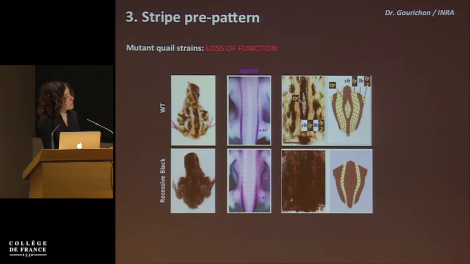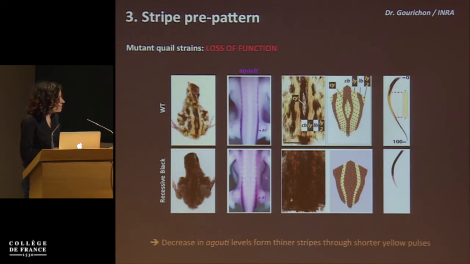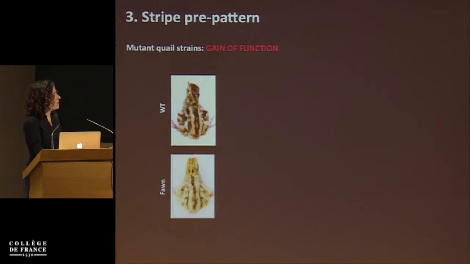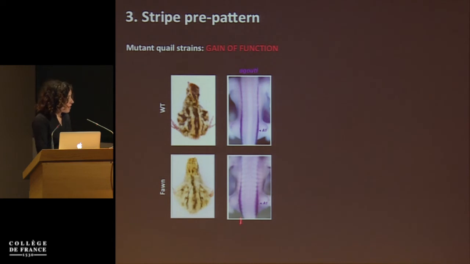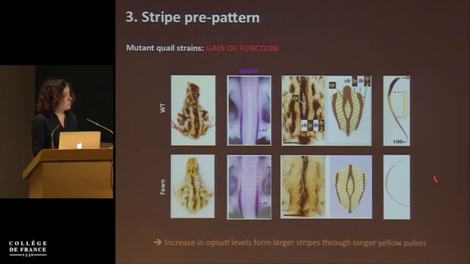And in these quails, we observed that there was a disappearance of the central stripe, and the lateral yellow stripes were much thinner. And Nico actually was able to show that they appear thinner because the feathers in this area produce yellow for a shorter period of time. So a decrease in agouti levels forms thinner stripes through shorter yellow pulses. Conversely, in quails in which the expression of agouti is increased, these are called the fawn mutants, we could see that the pattern of expression is conserved, but the stripes are larger, and this was due to an increase in the duration of the yellow pulse.